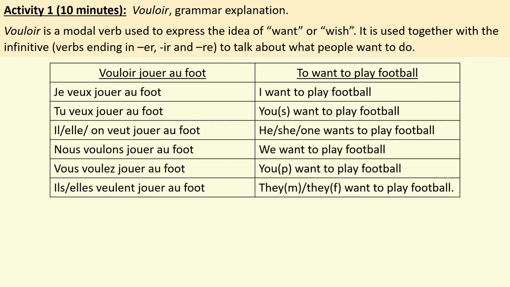The first thing to notice is that the first three forms are pronounced exactly the same, but end either in an X or in a T. Then you've got voulons ending ONS, voulez ending EZ, and then veulent ending ENT. So what we're going to do now, I want you to repeat after me the French that I'm about to say. Je veux jouer au foot.